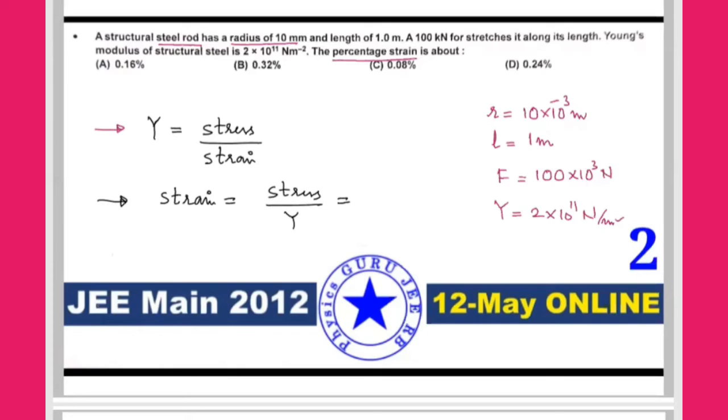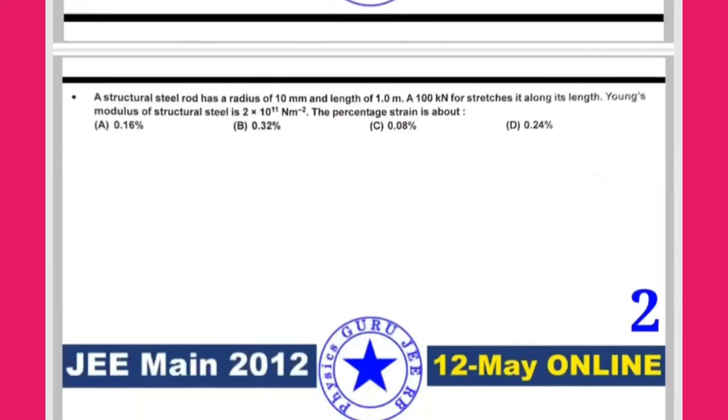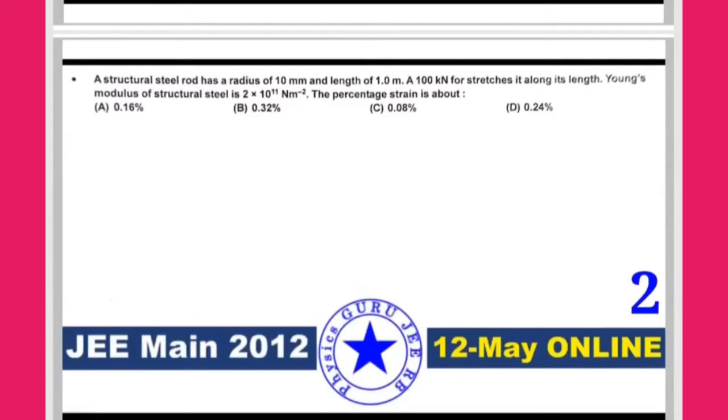So what is stress now? Stress is nothing but force by area, divided by Y. Let me take force divided by area continued. So F divided by pi r square into Y. Hope this is clear. Or I can write 10 to the power of 5 divided by pi r square into Y.